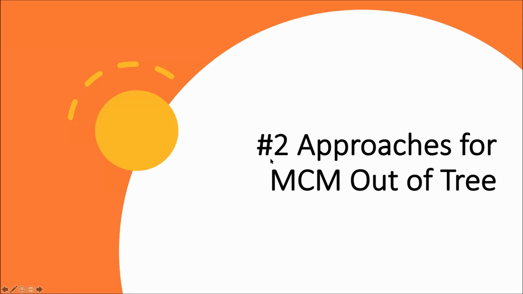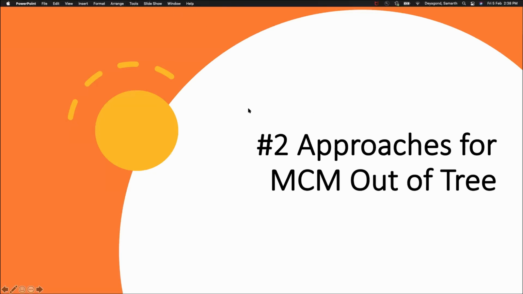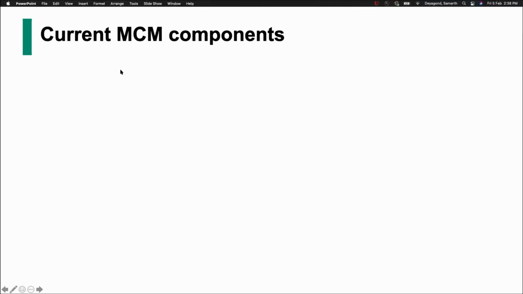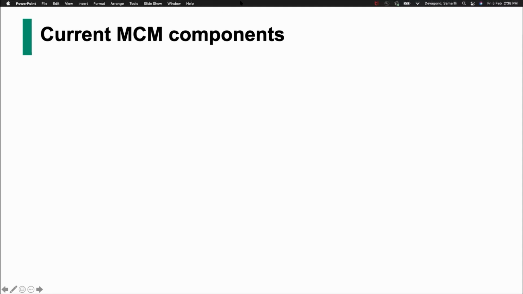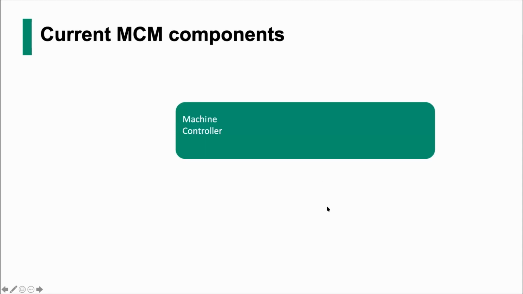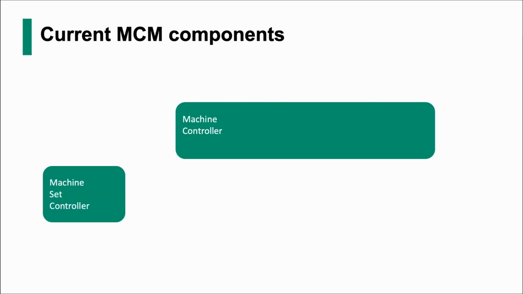Hi guys. So I'll just talk about the approaches for out of tree that we brainstormed while going about it. First I'll start with the MCM components. I think Samarth spoke about most of them earlier, so I'll just recap. First, we start with the machine controller, which is responsible for managing the machine CRD's lifecycle. Then we have the machine set controller, which is responsible for the machine set CRD. And then we have the machine deployment controller, which is responsible for the lifecycle of the machine deployment.